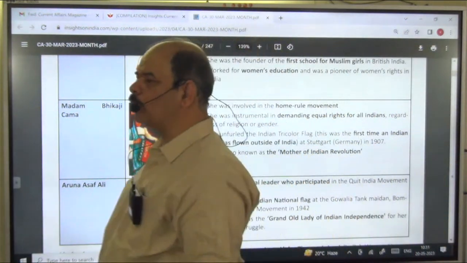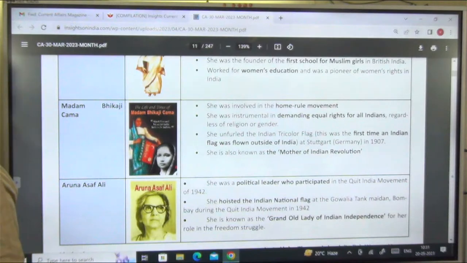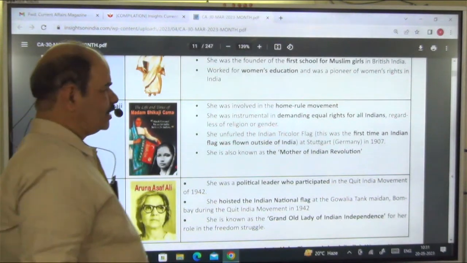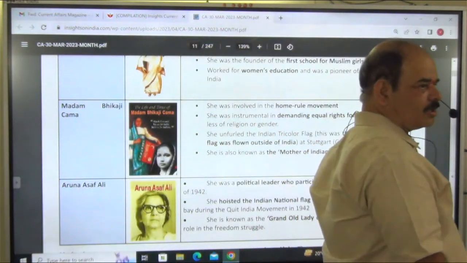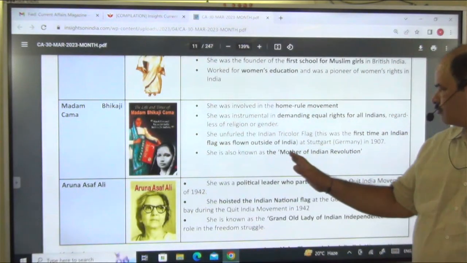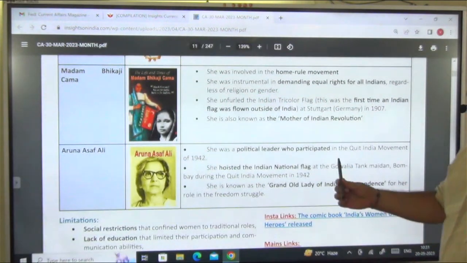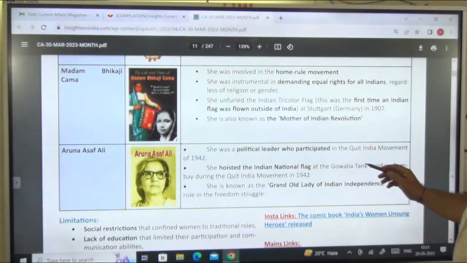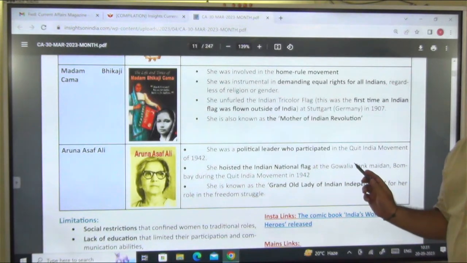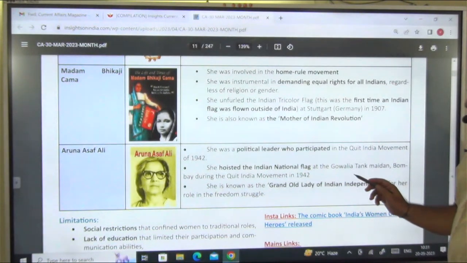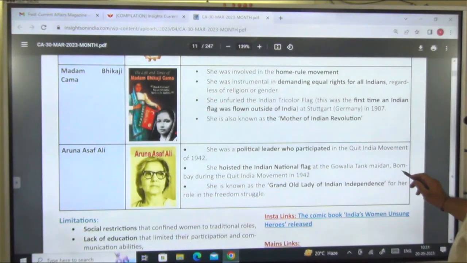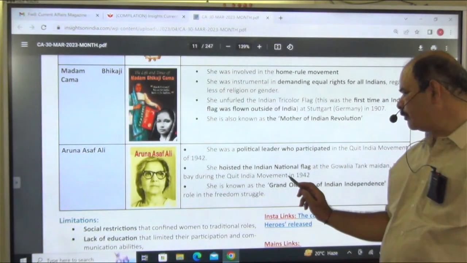Who is called the great grand old woman of India? So, Aruna Asaf Ali. She was a political leader who participated in the Quit India movement. She hoisted the Indian national flag at the Gowalia Tank Maidan, Bombay, during the Quit India movement in 1942.